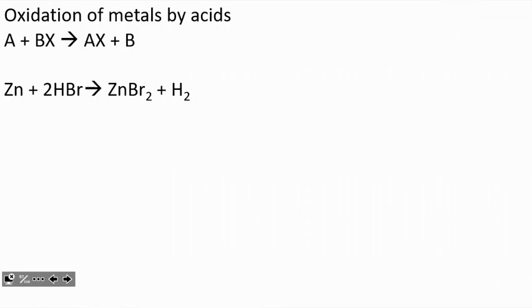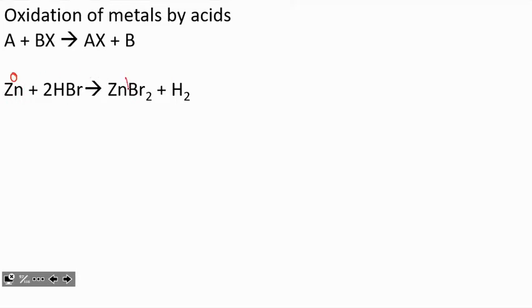So if we look at oxidation of a metal by acid, you can see here that we have zinc, we have our acid here, hydrobromic acid, and we're forming zinc bromide and hydrogen gas. So if we look at what's being oxidized and reduced, our zinc is starting out at 0 here because it's by itself. It's not in a compound, so its oxidation number is 0.